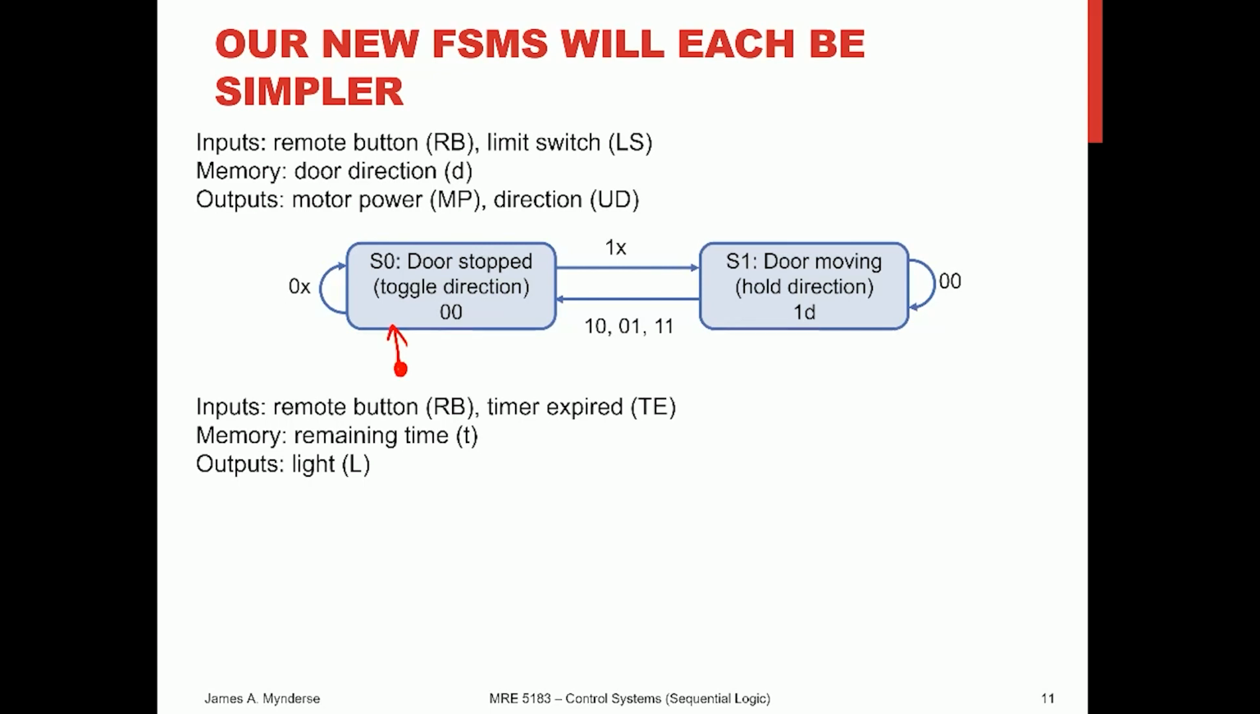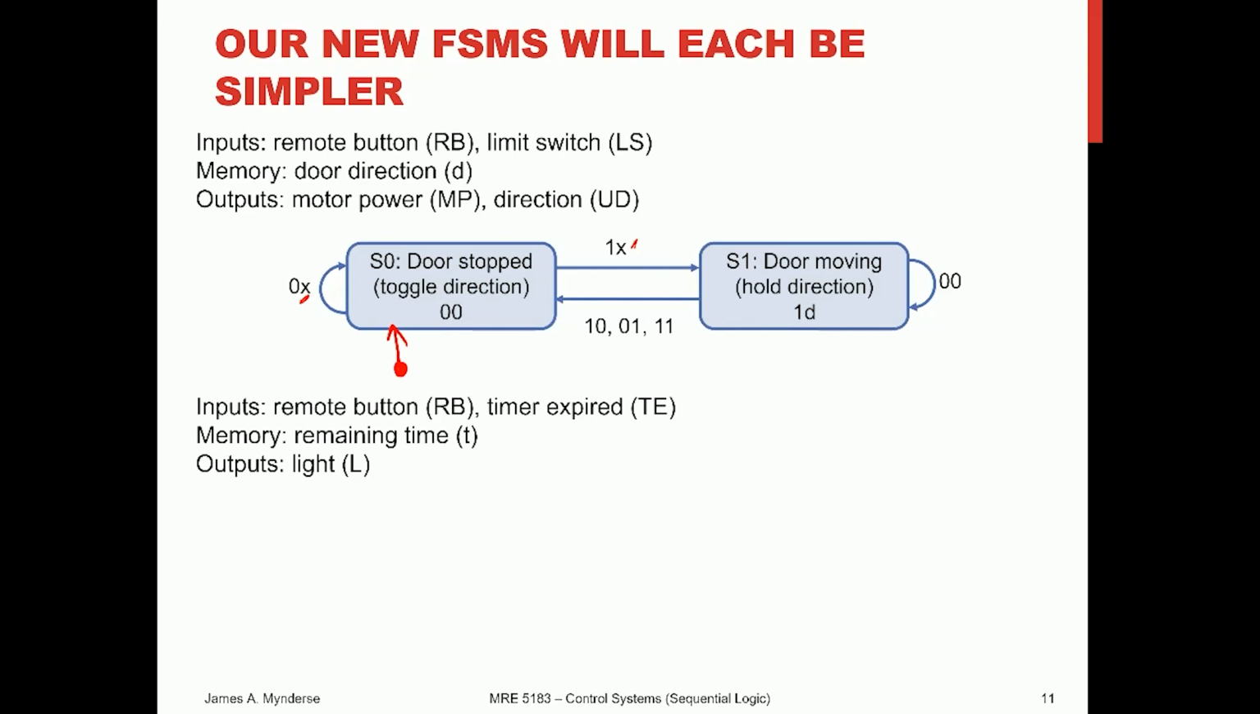So let's put in our initial state indicator. Sorry, I missed that on the first one. So there's my initial state. We're going to start in S0. The door is stopped. So ignore the toggle direction, I'll come back to that. In this state, the outputs are going to be 0, 0, so nothing's turned on. And we're going to stay here until the button is pressed. So that's the 0x over here. When the button is pressed, that's the 1x, we transition from S0 to S1, and now the door is moving.